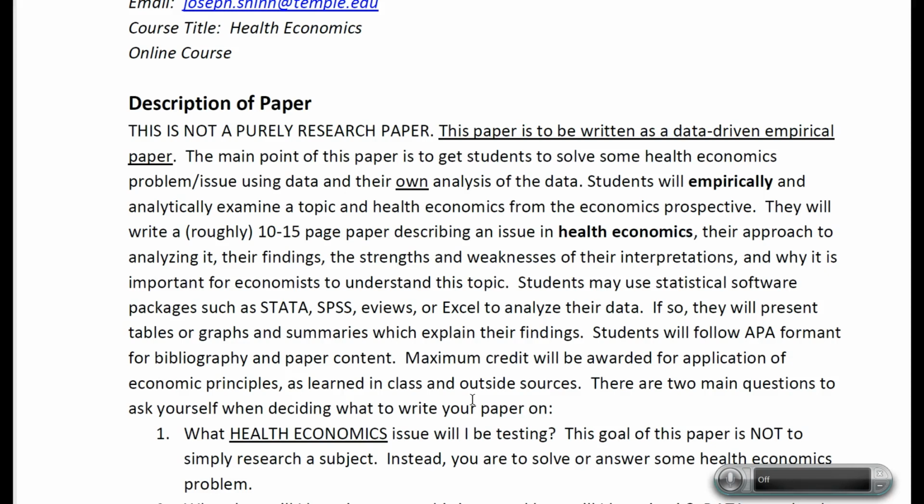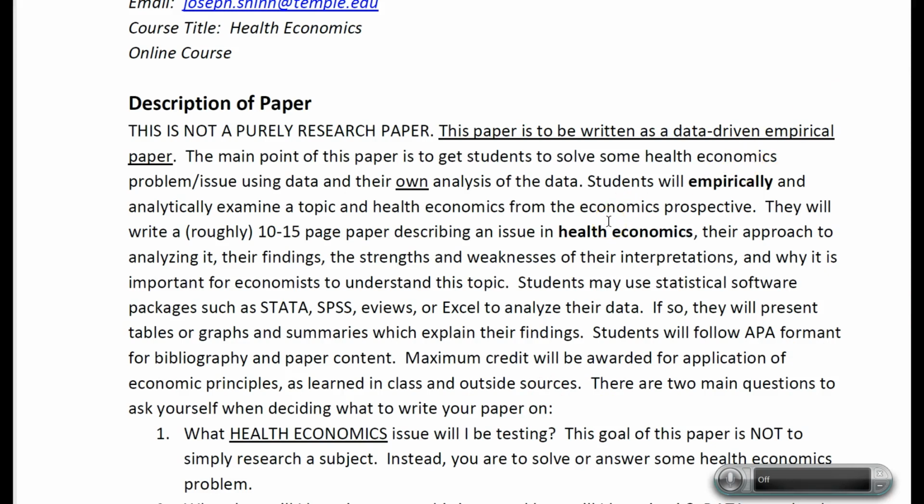So there's a very, very big distinction between a research paper, which is when you're pulling together the work of others, and this paper, which is an empirical paper, where you're coming to your own conclusions based on your own analysis of data.